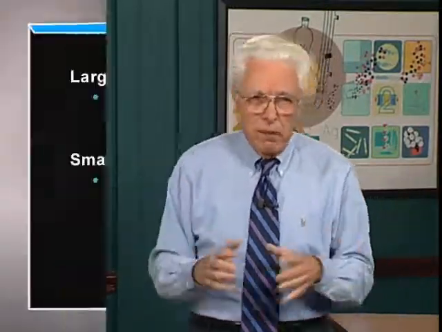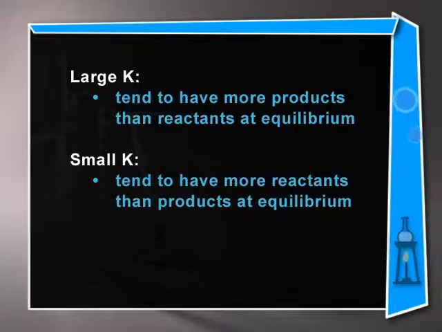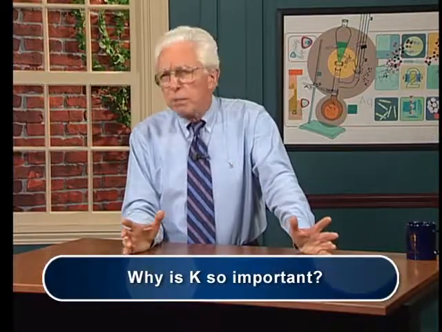So some concentrations end up being more important than others. But I think the point has been made clearly enough. Okay, so if K is large, you tend to have more products at equilibrium, and if K is small, you tend to have more reactants, just the opposite. Well, that's fine and good, but that brings us to the next question. Why is K so important?